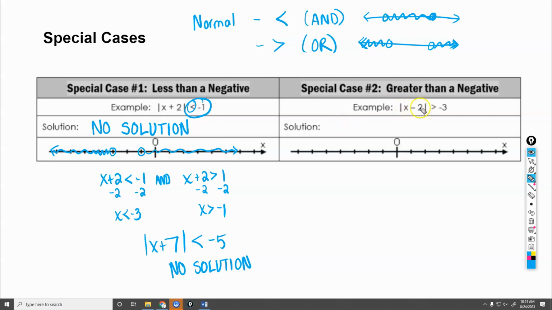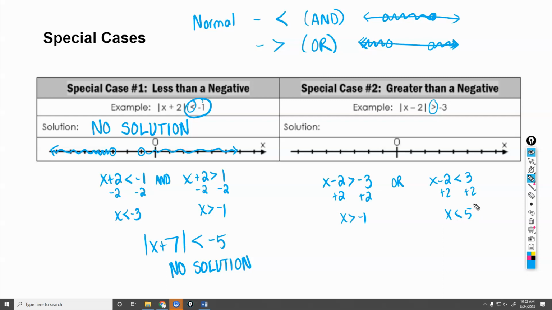I've got absolute value of x minus 2 is greater than negative 3. So we'll solve it. X minus 2 is greater than negative 3, and x minus 2 is less than positive 3. Is this an and or an or problem? We got greater, so that's an or problem, right? So we would expect it to look like this, but it's not going to happen. If I add 2, I would get x is greater than negative 1. And if I add 2 here, I get x is less than 5.